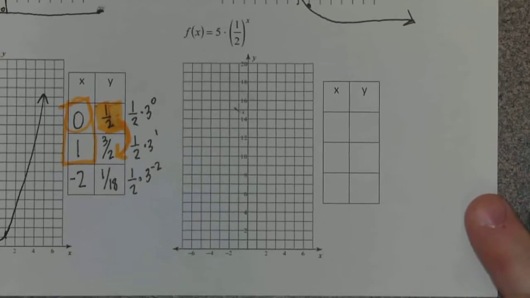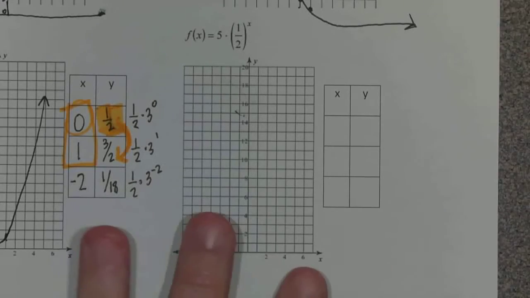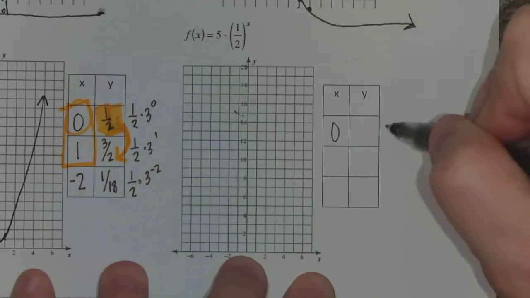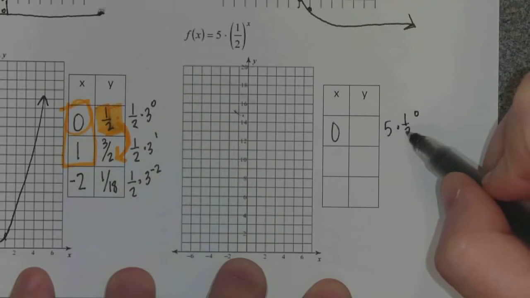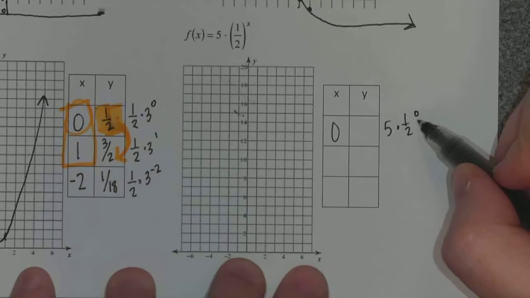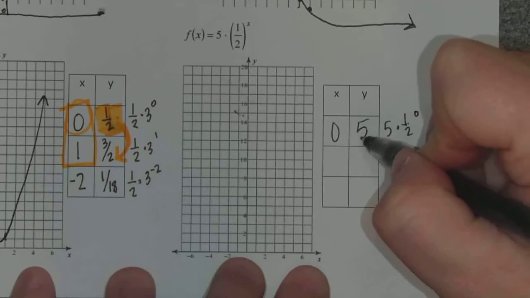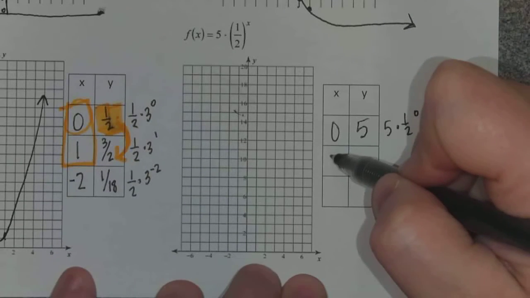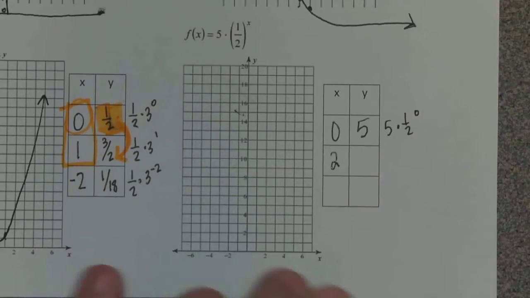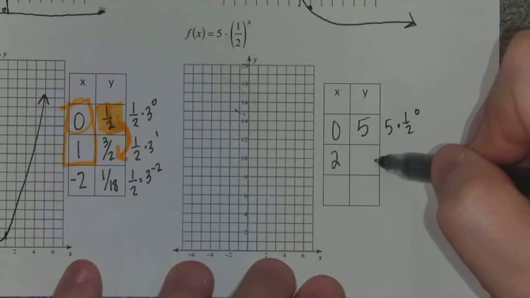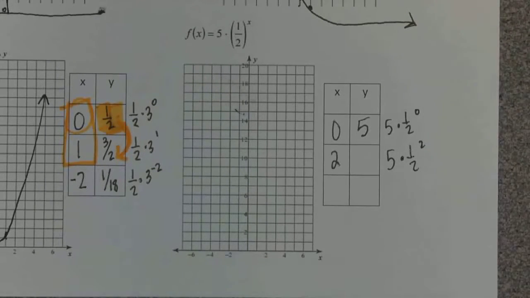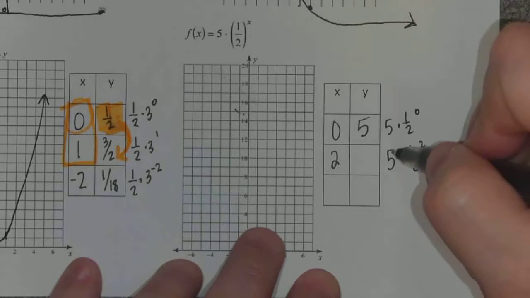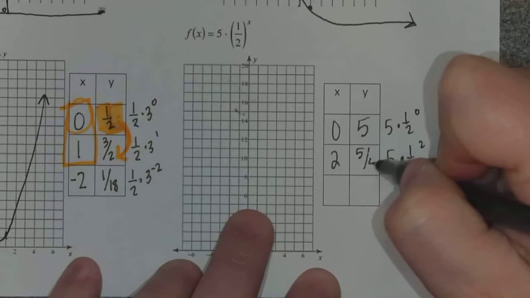All right, one more last example of this, how we're going to graph these. I'm going to put 0 in again, so I'll have 5 times 1/2 to the 0 power. 1/2 to the 0 power is 1. 1 times 5 is 5. I'm going to put in 2 this time just to see what happens. When I put in 2, I'd have 5 times 1/2 to the 2nd power. 1/2 to the 2nd power is 1/4, and 1/4 times 5 is 5/4.